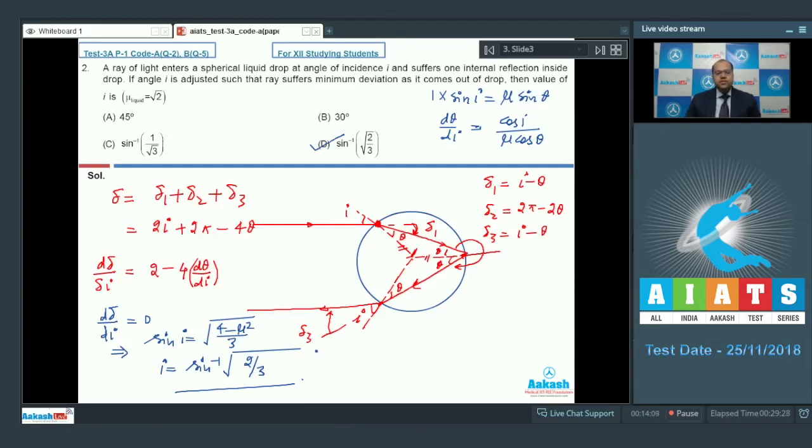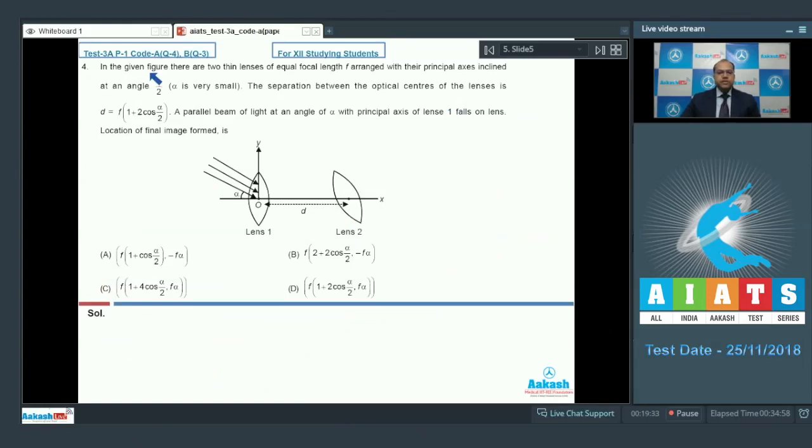Let's move to question number 3. In the given figure, there are two thin lenses of equal focal length f arranged with their principal axis inclined at an angle of alpha by 2, where alpha is very small. The separation between the optical centers of the lens is d is equal to f into 1 plus 2 cos alpha by 2. A parallel beam of light at an angle of alpha with the principal axis of lens 1 falls on lens. Location of final image formed is.